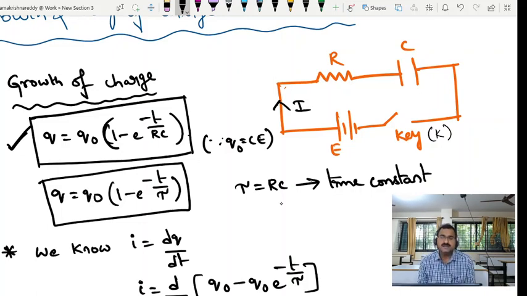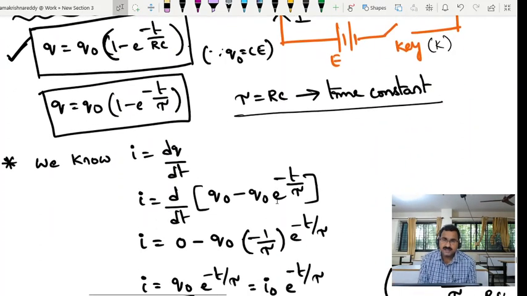We already studied dimensional formulas in the first year. What is the dimensional formula of RC? We studied that it is time only. See that one: tau is equal to RC. The product of R and C gives the dimensional formula, so we are not writing it separately; R and C dimensional formulas individually are not required for us. So what we get is tau is equal to RC only.